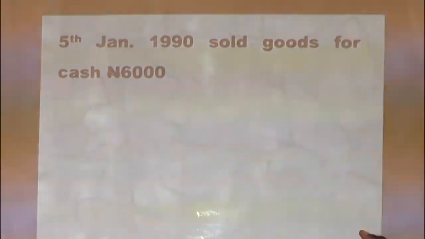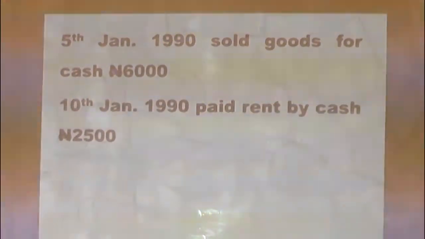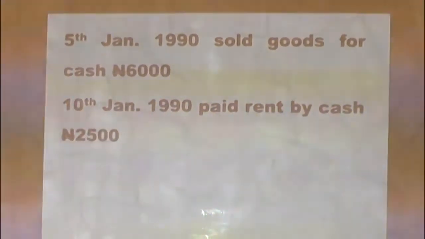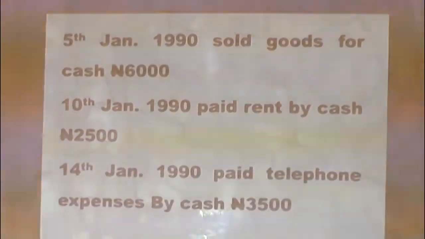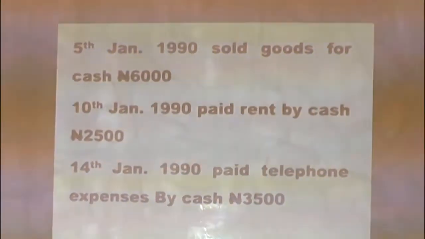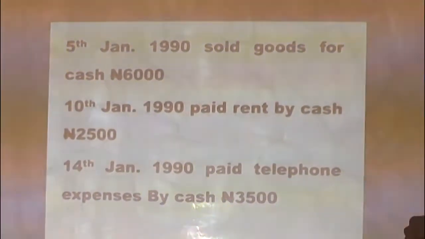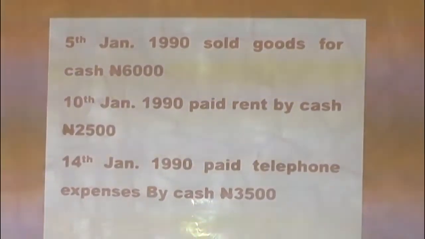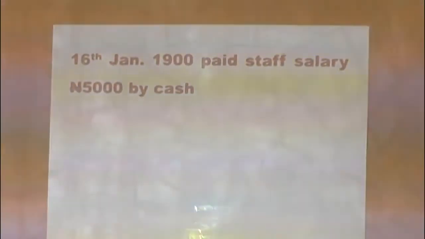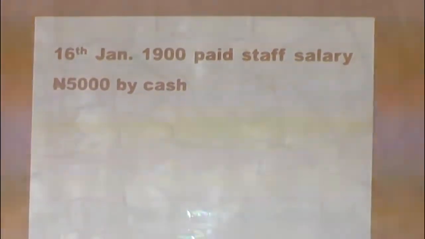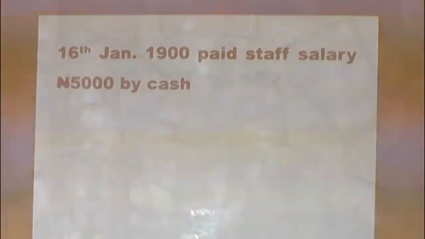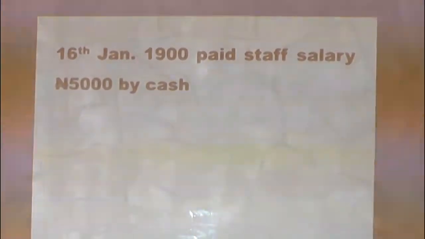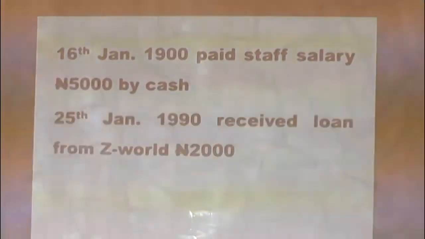Sold goods for cash, 6,000 naira. Then on the 10th of January 1990, paid rent by cash, 2,500 naira. On the 14th of January 1990, paid telephone expenses by cash, 3,500 naira. Then on the 16th of January 1990, paid staff salary, 5,000 naira by cash.